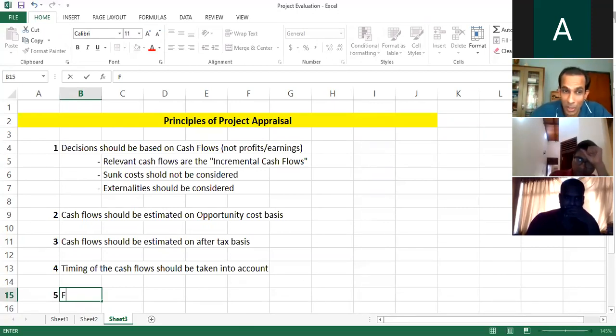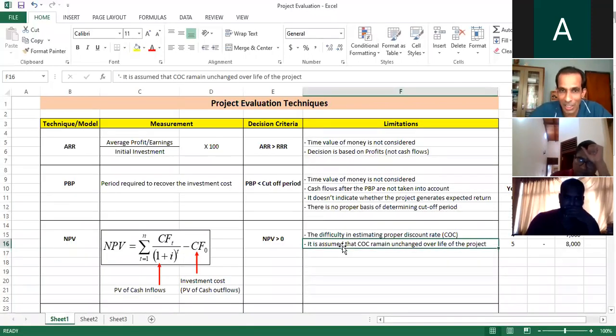Yeah, so that's one limitation in NPV. We assume the cost of capital remains unchanged. That is a challenge we face in project appraisal, right? It would be more appropriate and more accurate if we could calculate the cost of capital separately for different years of the project. But that is highly challenging. So that's why we use the same discount rate for the entire period of the project.